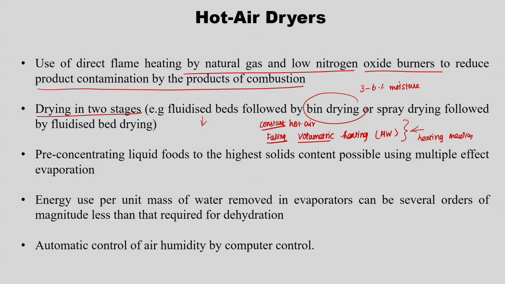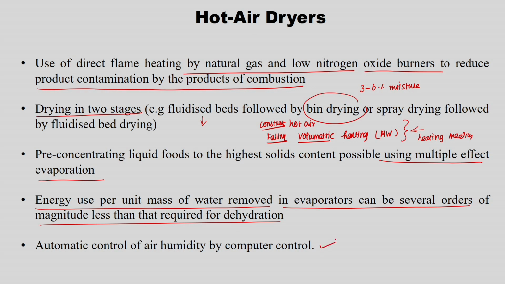Pre-concentrating liquid foods to the highest solids content possible using a multiple effect evaporator. So instead of removing a high amount of moisture in the dryer, it can be removed previously by pre-concentrating by evaporation, and after that drying for final moisture removal, because the energy per unit mass of water removed in evaporators can be several orders of magnitude less than that required for dehydration. Also, automatic control of air humidity by computer control improves the energy efficiency of hot air dryers.